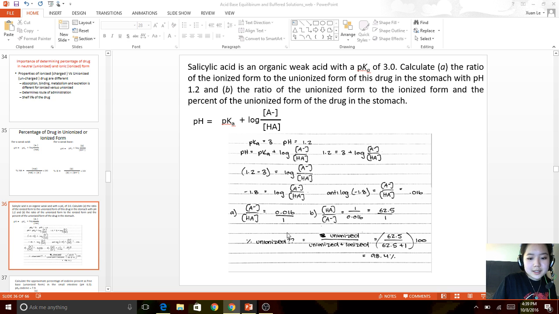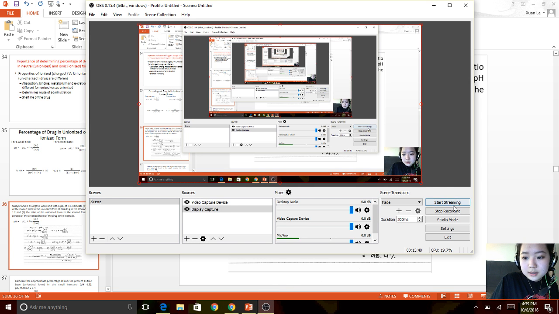So if you wanted to find the percent unionized, what we would do is we're going to take the part that's unionized over the total particles that are unionized and ionized. And so basically this is what we get, and it's going to be 98.4% unionized. Right, looks like that's all.